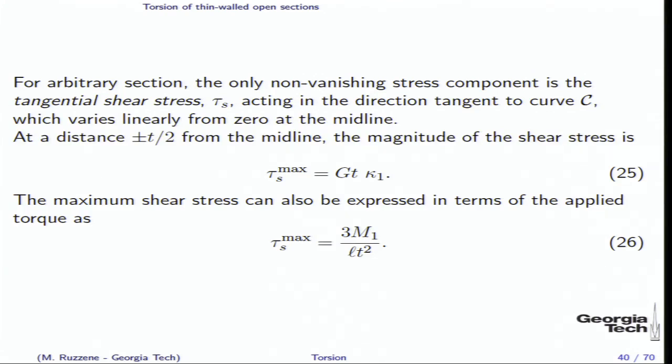And then at a distance of plus t over 2 or minus t over 2, which are these faces here and here, the magnitude of shear stress can be evaluated because there is a linear variation there. And the maximum shear stress can also be expressed in the same terms as we calculated for a rectangular section, which I erased. But we got a similar expression, 3 M1 over b t squared.